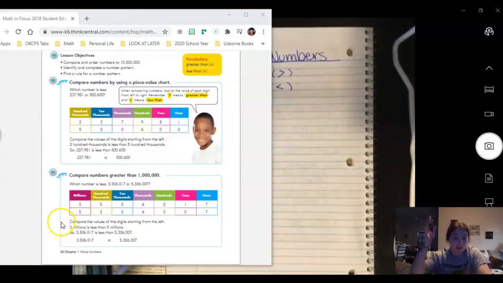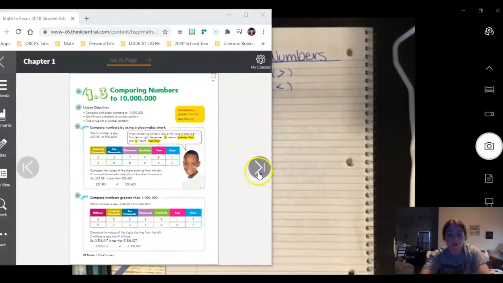So if we come down here, it says compare the values of the digits starting from left. So 3 millions is less than 5 millions. So 3,506,017 is less than 5,306,007. And this is how we would represent it.